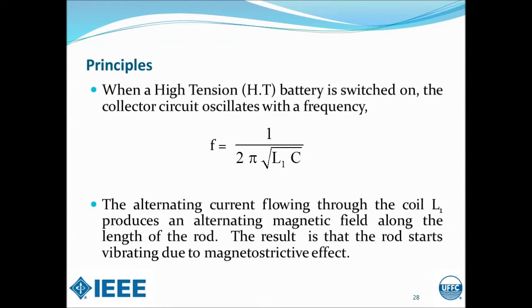One of the principles behind the magnetostriction effect is that when a high-tension HT battery is switched on, the collector circuit oscillates with a frequency. This frequency is defined as 1 over 2 pi times the square root of the inductance of the coil and the capacitance. The alternating current flowing through the coil L1 produces an alternating magnetic field along the length of the rod. The result is that the rod starts vibrating due to the magnetostrictive effect.